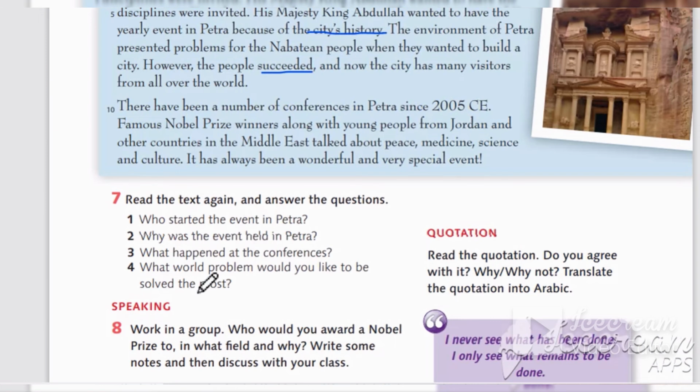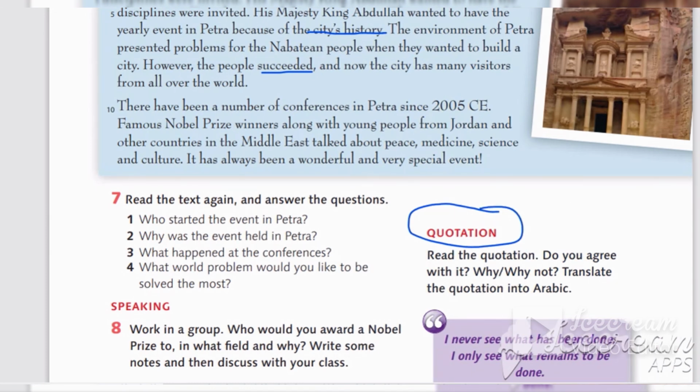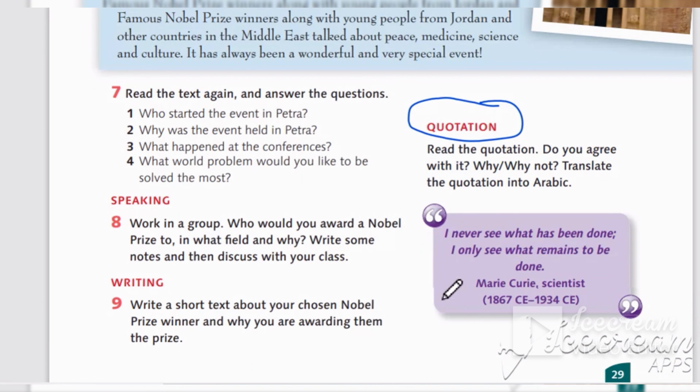In your opinion, what world problem? Yes, I think the most important thing is to solve the pollution problems and the disease. Like at this time we have coronavirus. Okay, there we have a quotation. What's the meaning of it? I never see what has been done, I only see what remains to be done. Marie Curie.